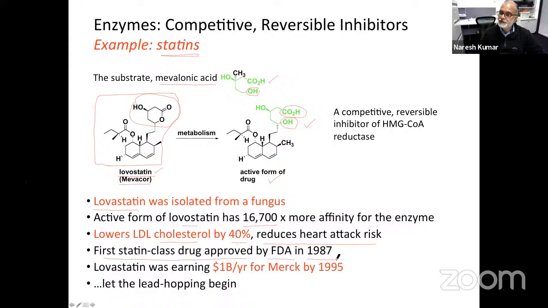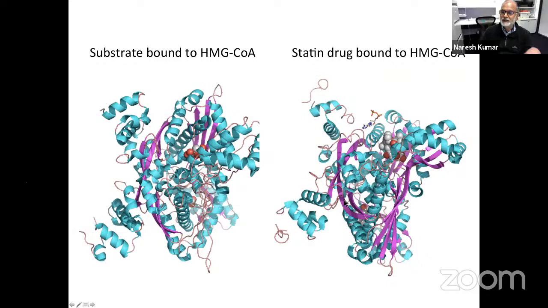But in 1995, Merck Pharmaceutical Company in the US was earning $1 billion a year from this one drug alone. Because cholesterol and heart disease is such a big problem, it is so commonly prescribed. And once this drug was discovered, everybody joined in and started looking at other drugs within the statin team.